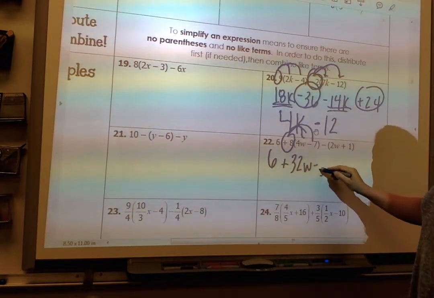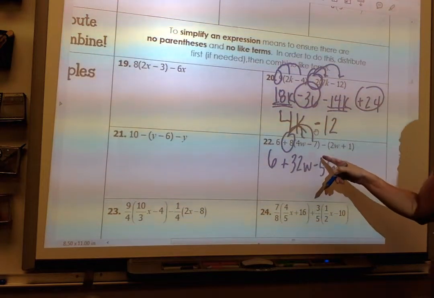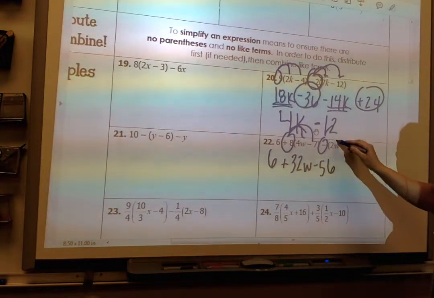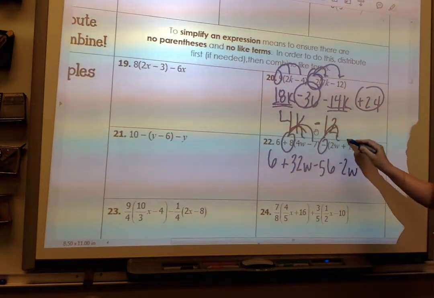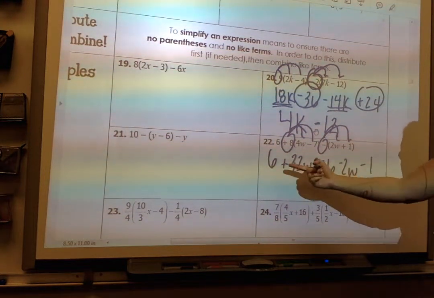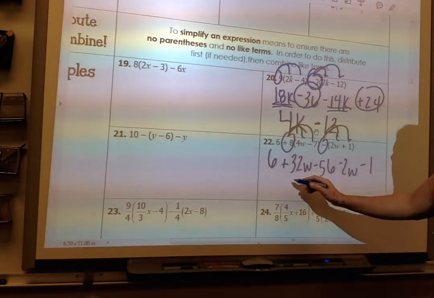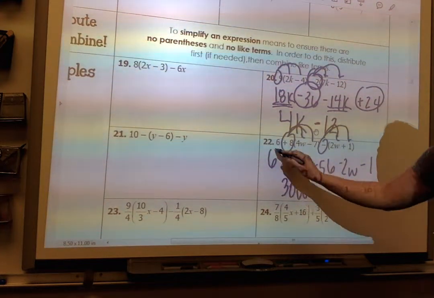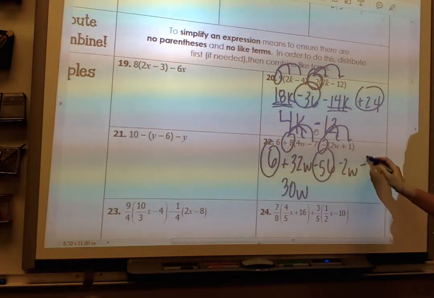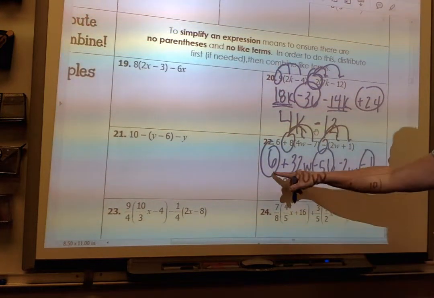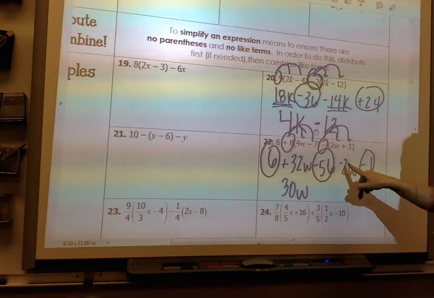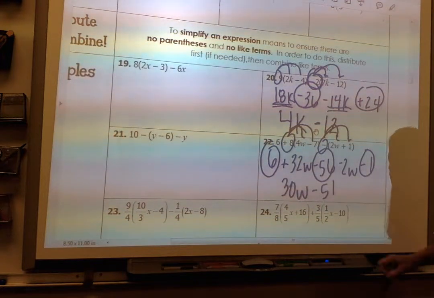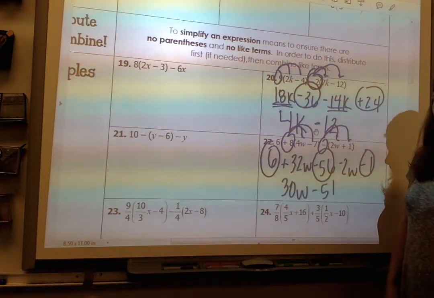If I look at number 22, I have 6 plus 8 times 4w is 32w. 8 times negative 7 is negative 56. I'm also going to distribute this negative right here. Negative 2w, and it becomes a negative 1. Is it simplified? It's not. So I'm going to combine like terms. 32w and negative 2w is 30w. I've got a 6, a negative 56, and a negative 1, which combine to a negative 50. Negative 50 and a negative 1 is a negative 51. And that is my simplified answer.